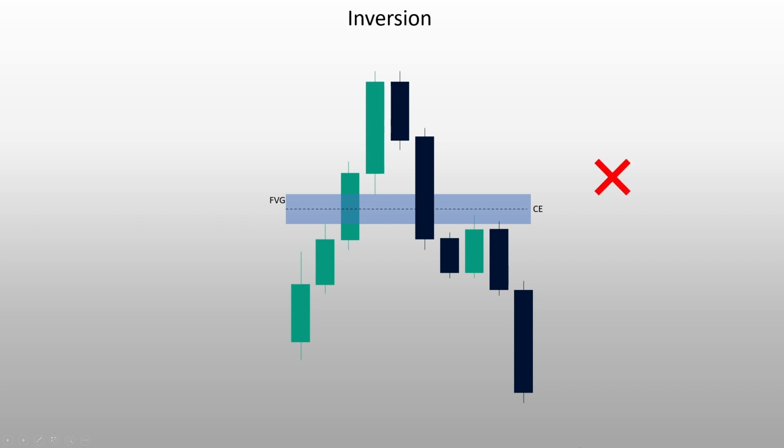Personally, I don't trade invasion because its win rate is average. It doesn't provide a good risk-reward ratio, and the risk management on it isn't great, so it's not a proper setup, but I'm explaining it so you're aware. Next, we have the volume gap. Let's see what that is.